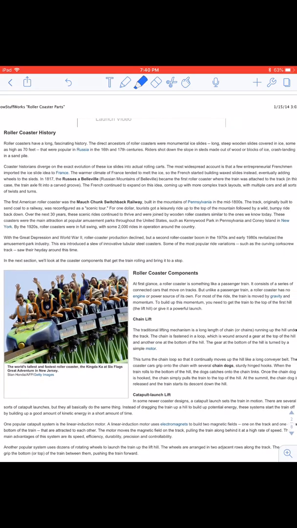Coaster historians diverge on the exact evolution of these ice slides into actual rolling carts. The most widespread account is that a few entrepreneurial Frenchmen imported the ice slide idea to France. The warmer climate of France tended to melt the ice, so the French started building waxed slides instead, eventually adding wheels to the sleds. In 1817, the Russes à Belleville, Russian mountains of Belleville, became the first roller coaster where the train was attached to the track. In this case, the train axle fit into a carved groove.